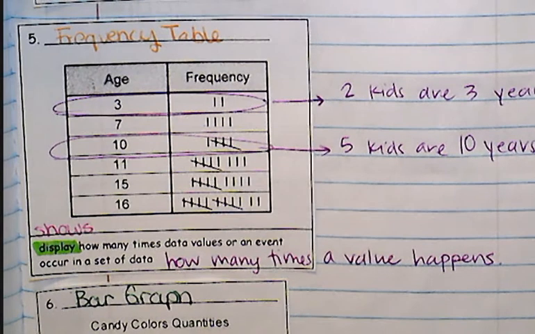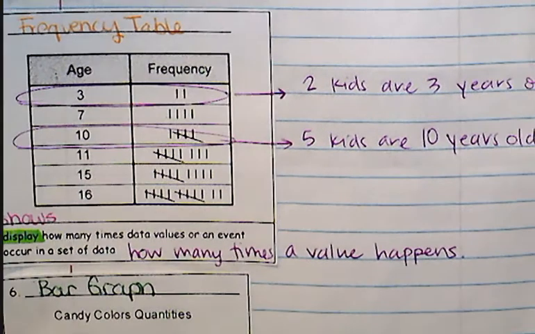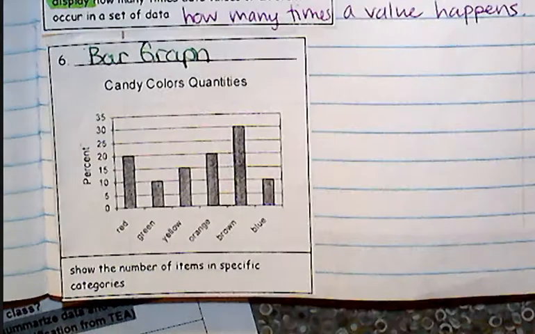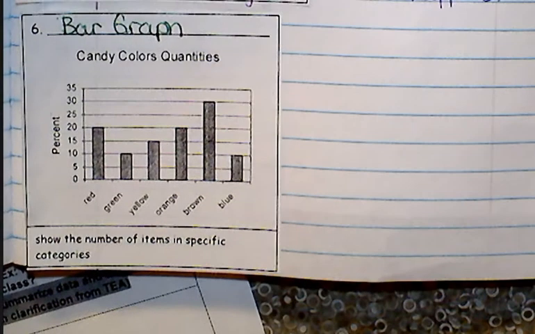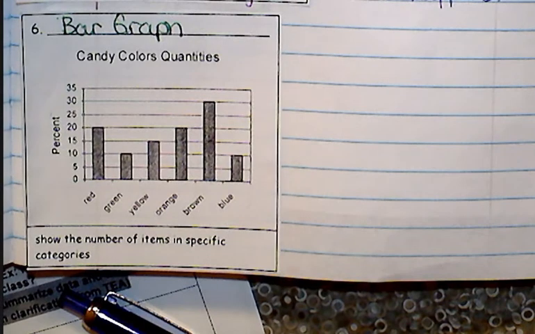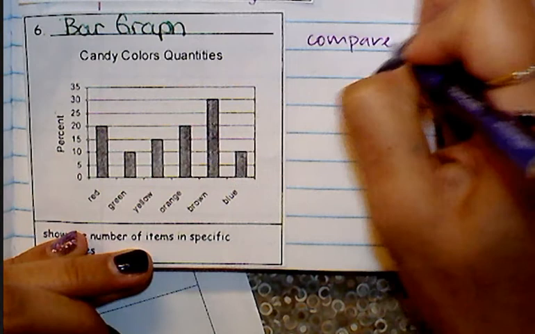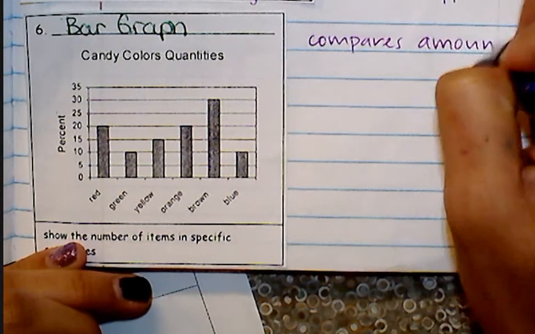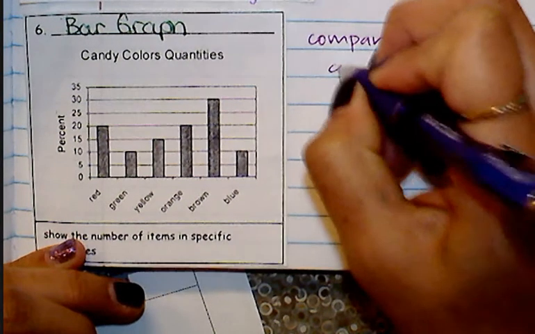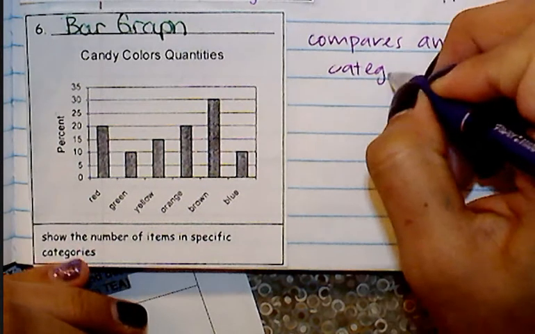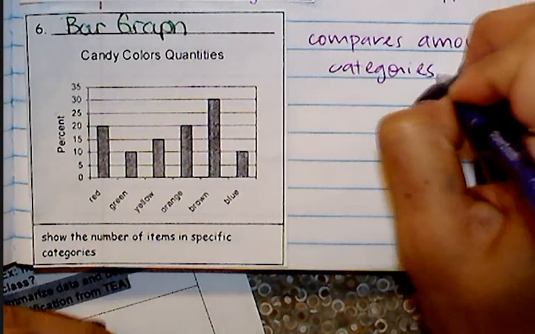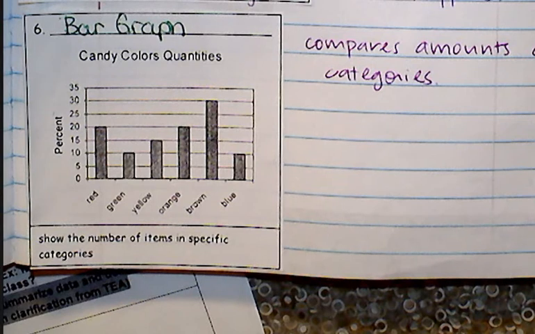Okay. Moving on to the bar graph. We've seen this one before. Remember? It compares amounts or categories. Miss Garcia, have you ever seen one that has two different bars next to each other, one color and another color? I have.